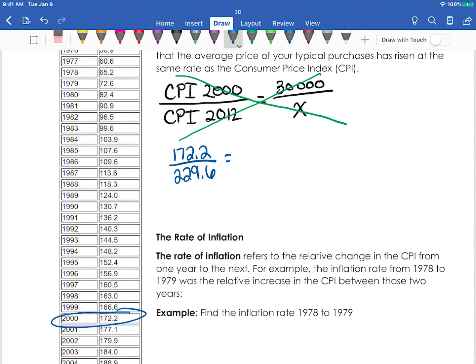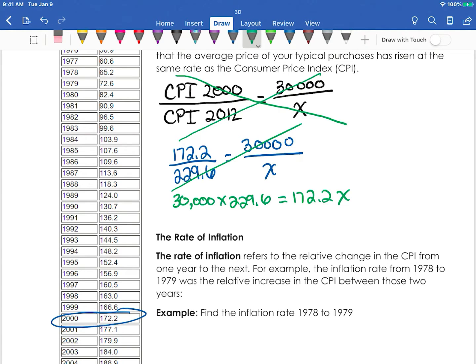Okay, so we found the CPI for 2000 and the CPI for 2012, and that's going to be equal to 30,000 over x. So we're going to cross multiply, and take 30,000 times 229.6, and that's going to be equal to 172.2 times x. To find x, we're going to divide both sides by 172.2. So x is going to be 30,000 times 229.6 divided by 172.2. When you do that, you're going to get $40,000. So that means in 2012, if you maintain that same standard of living as you did in year 2000, you're going to need $10,000 more. You're going to need $40,000 rather than $30,000.